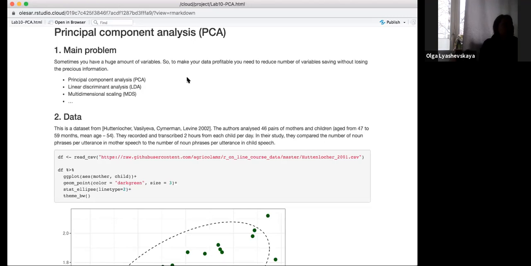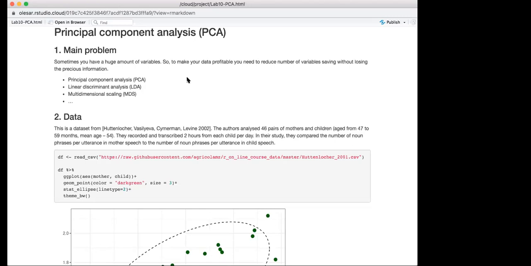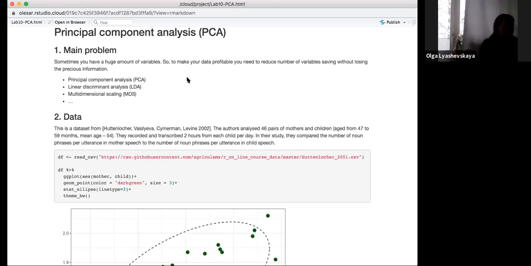What do you think was the very general hypothesis of this study, if we just want to compare a kind of productivity of mothers and children? Probably the hypothesis was that the bigger the number of noun phrases in mother speech, the bigger the number of noun phrases in child speech. Absolutely, yeah. The idea was that children talk more if their mother talks more to them.